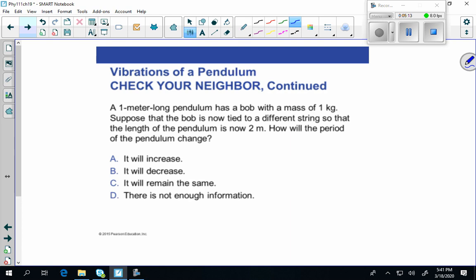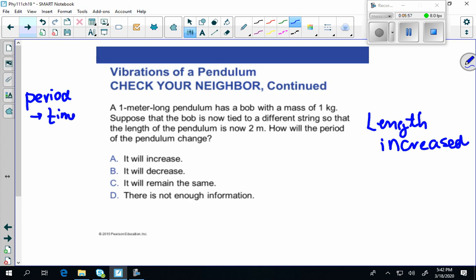Now say you have a 1 meter long pendulum and it has a bob with a mass of 1 kilogram. Now you take that bob, that weight at the end, and you tie it to a different string. The length of the pendulum is now 2 meters. So the length increased is what happened here. We just talked about the period being dependent on the length. The longer the length, the longer the time it takes to swing back and forth, which is what a period is, the time it takes to get all the way back to the beginning. I want you to remember that period is the time it takes to get back to where it started. Time to complete one cycle.